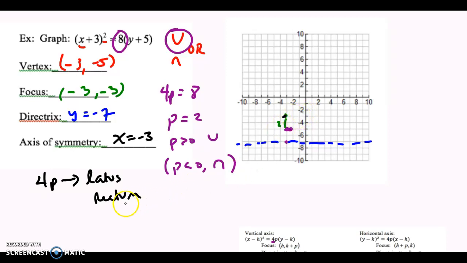If I cut 8 in half, that means I'm going to be going 4 to the left of the focus, which gets me at -7, -3. And if I go 4 units to the right, that's going to get me at 1, -3. And these are going to be 2 points on the parabola, which allows me to draw the parabola. And again, this distance that I put here is going to be the latus rectum.